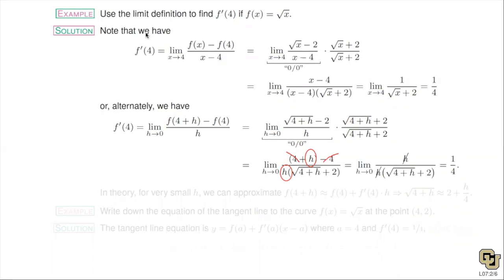Once we do that, we try the limit again. So plug h equal to 0 in here. I get 1 over positive square root of 4 plus 2, or 1 over 2 plus 2, or 1/4. So that's the derivative. We can interpret it in a couple of ways.